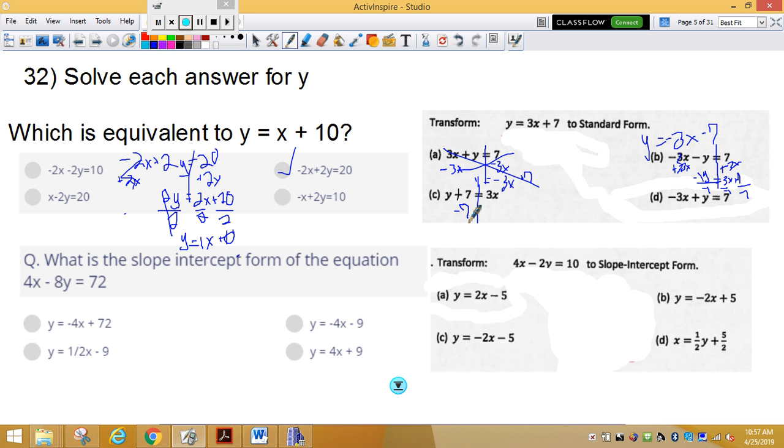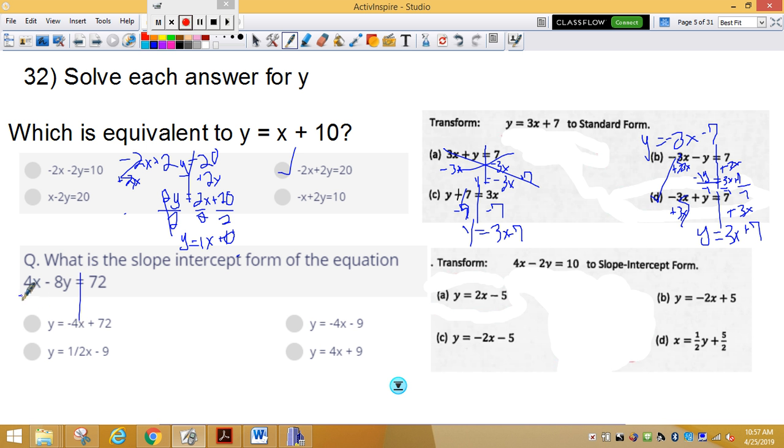To move this 7, I would subtract it. So that gives me 3x minus 7. Well, that's not right. Let's try this last one. Move my 3x, plus 3x, so y equals 3x plus 7. That's the one that's right. These last two are a little bit easier because all I want to do is solve the problem. I don't need to solve each answer. The answers are already solved.